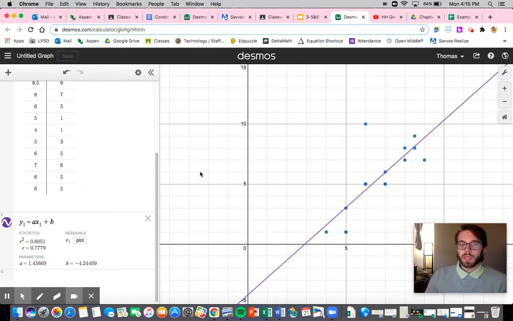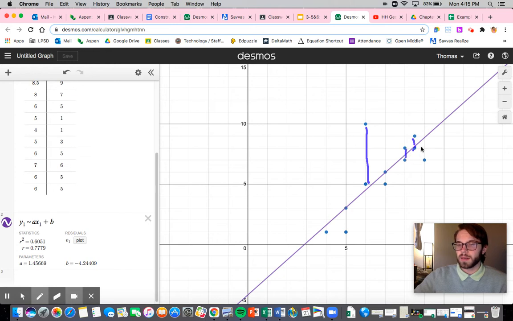Anyway, you'll see over here a bunch of stuff just came up when I typed that in. So this is running the linear regression. And that purple line that just got graphed there, that is our line of best fit. As you can see, it's relatively close to a lot of these different points, right? There's a few, like this one, that are kind of far off.